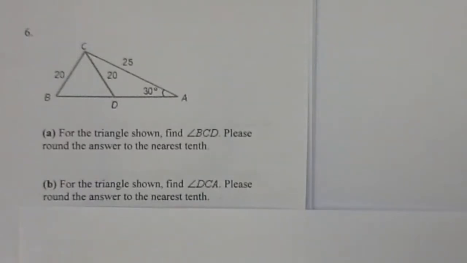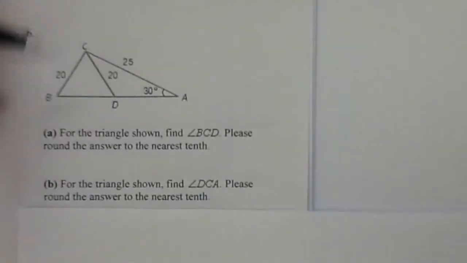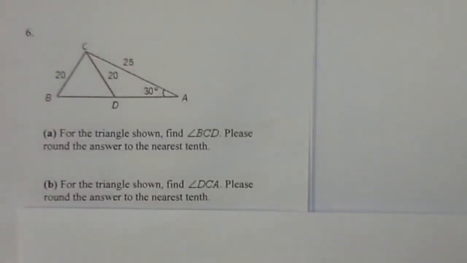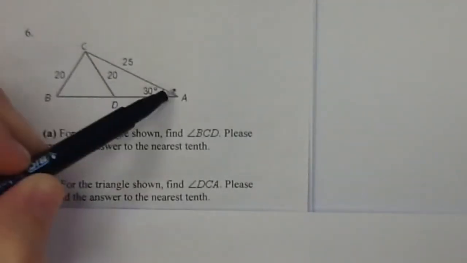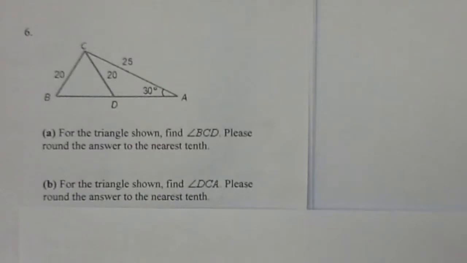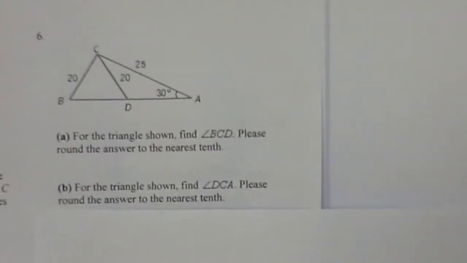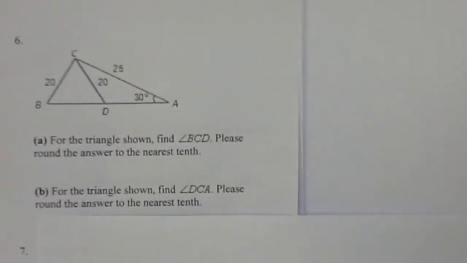We're doing problem number 6, which says, for this triangle, find angle BCD. That's part A, and then find angle DCA. All right, so the first thing that I'm going to do is just copy this onto paper, and we'll see where it goes from there.